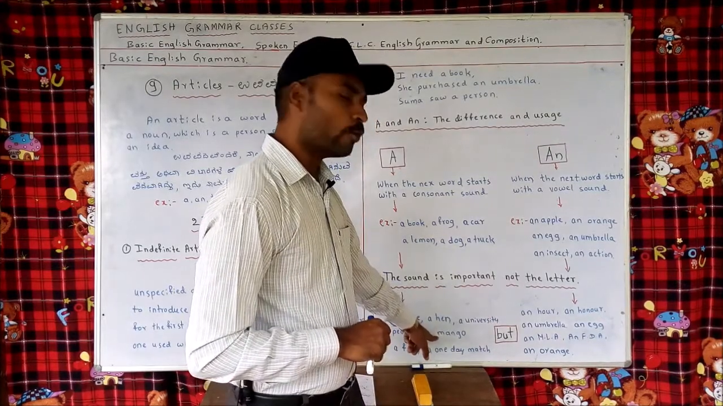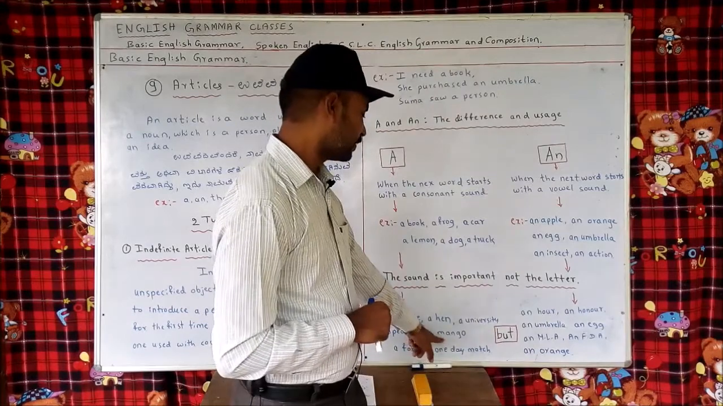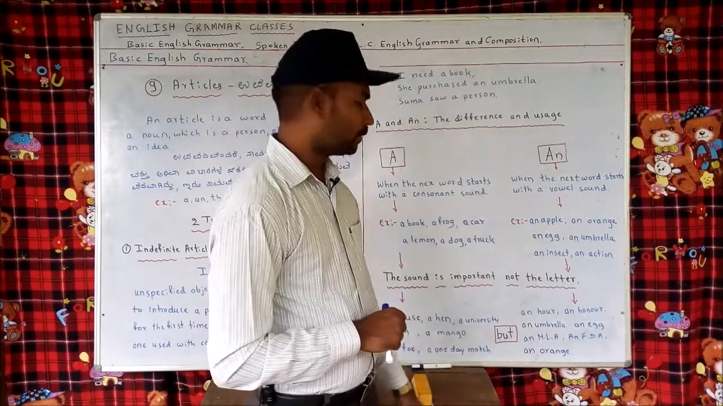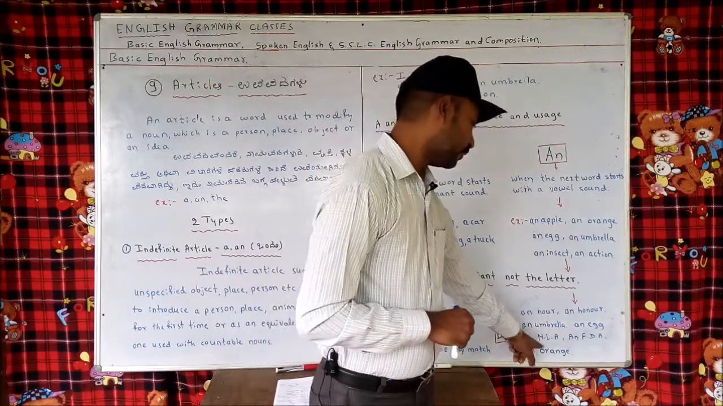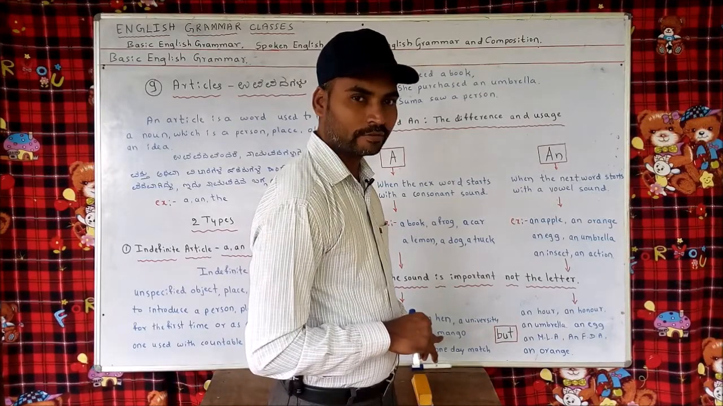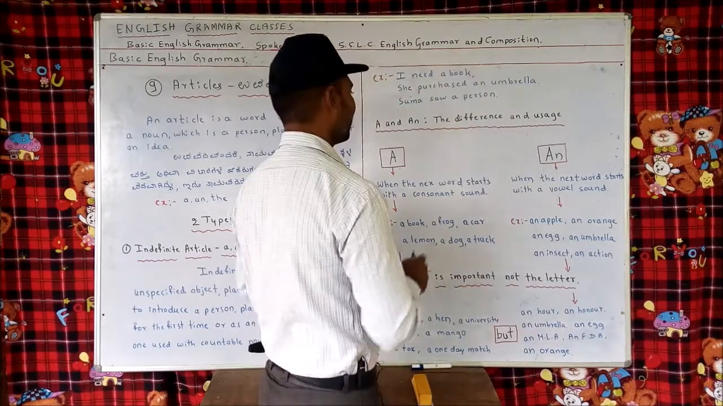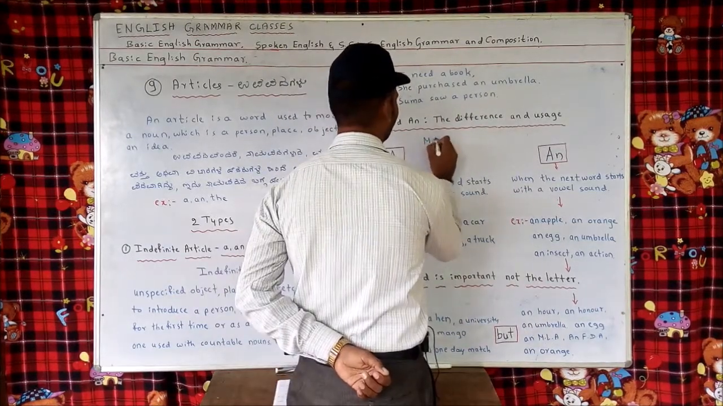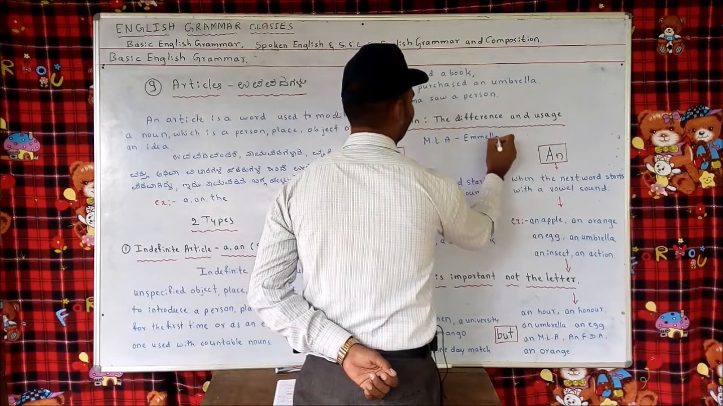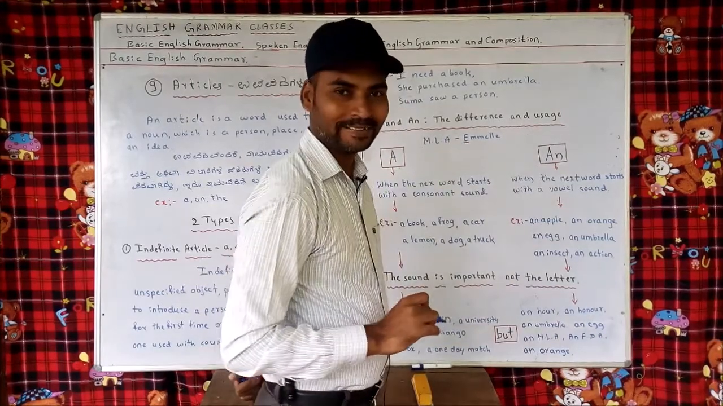Then a mango, but an MLA. Here also the word starts with m, here also the word starts with m, but here we used a, here we used an. See, a mango, m, consonant sound. MLA, vowel sound. See here, MLA, how do we pronounce it? Like this, MLA, the first letter, a vowel sound.